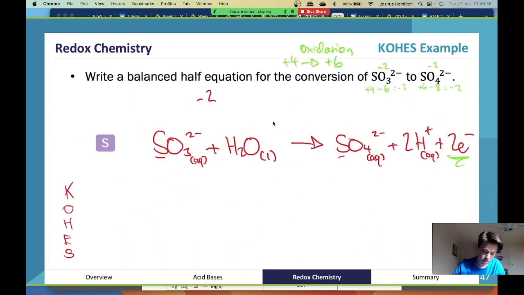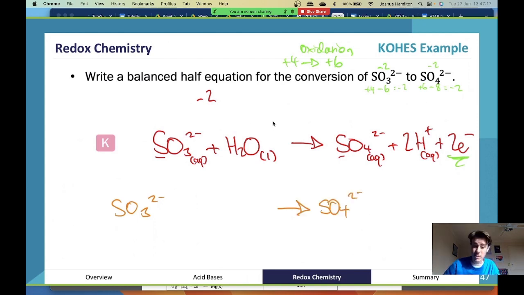Let's go back through and get back to our example. We're going to do this example again, and we're going to get rid of this. And we're going to do this example in orange. We're going to say, all right, SO3 2 minus goes to SO4 2 minus. So we're going to do this example again. This example is going to look like this.